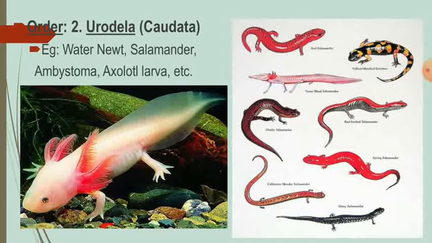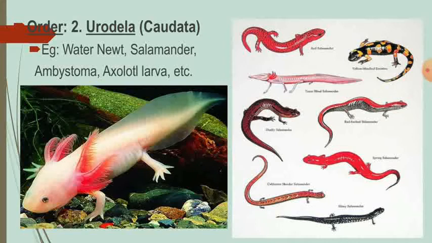You can see in this axolotl larva there are three pairs of external gills and a tail that has a caudal fin. Okay, so this is the axolotl larva. It failed to metamorphose due to the environmental conditions. So that phenomenon is called neoteny.